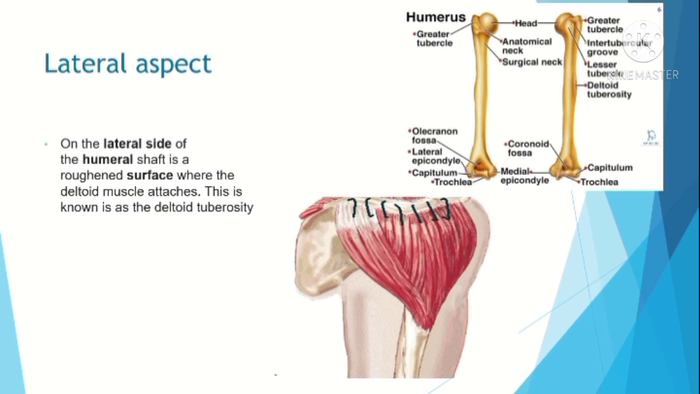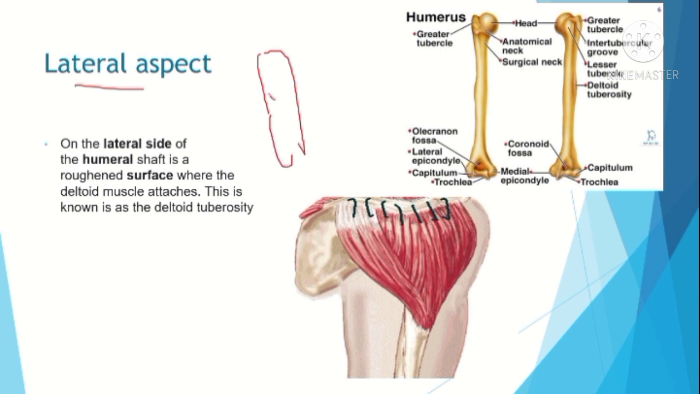Next slide. Now we will be learning regarding the lateral aspect. There are two aspects, right? Lateral means away from the medial central line, whereas medial is toward the central line. So what is special in the lateral aspect? Let's see. On the lateral side we can see the deltoid muscle attaching. The deltoid muscle is a muscle of the shoulder, right? Suppose this is the shoulder, this is the arm region.